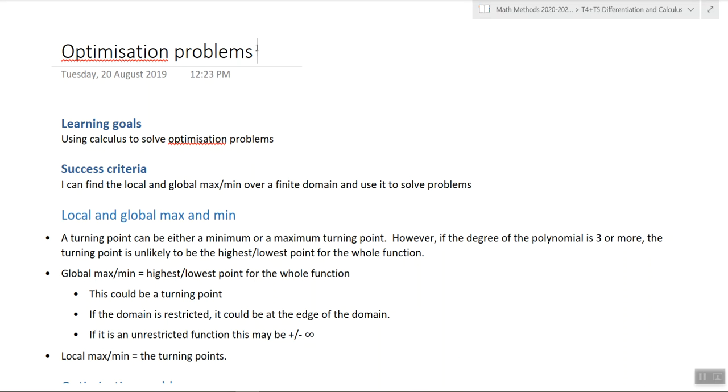Optimisation, one of the most useful applications for derivatives. As I was saying, it's often called max-min problems. Probably the most common one is finding the maximum. It's split into abstract questions and real-life questions.